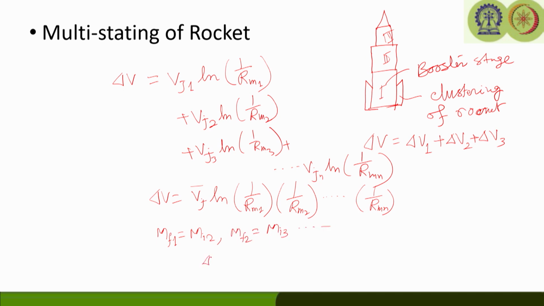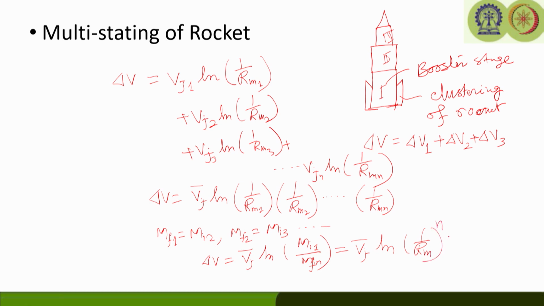So, if we do so, we get delta V equal to average efflux velocity ln m i 1 by m f n. Okay. This should be m f n. So, this gives the ratio of the initial mass of the first stage to the final mass of the last stage of the rocket, or you can say it represents the overall mass ratio of the rocket, which is equal to V j ln 1 by R m, if we consider this to be a single mass ratio R m.